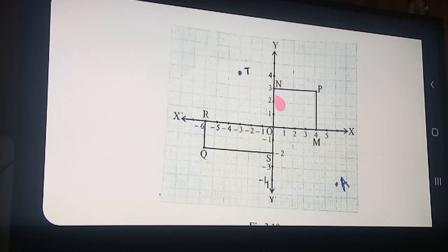Clear? So this perpendicular from the point P to the x-axis meets it at the point 4. See the point here, and the number corresponding to the point is 4. So this point's x coordinate is 4.